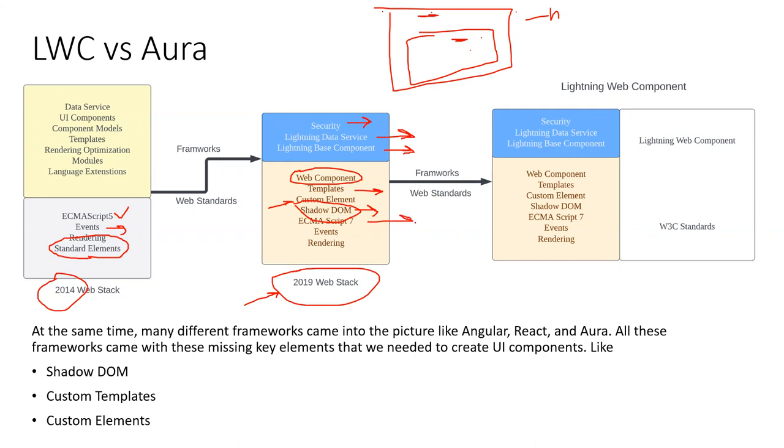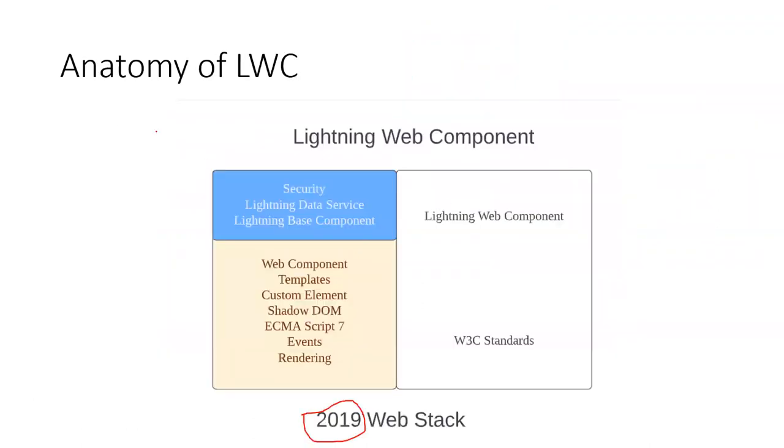ECMAScript 7 is again a standard set by JavaScript libraries, so we will see how it is going to affect us. Then custom events, and then we've got rendering. The rendering engine was already there also. So this was our 2019 web stack, and that is equivalent to the Lightning web component stack. That is what we have talked about and seen over here as the Lightning web component 2019 web stack.